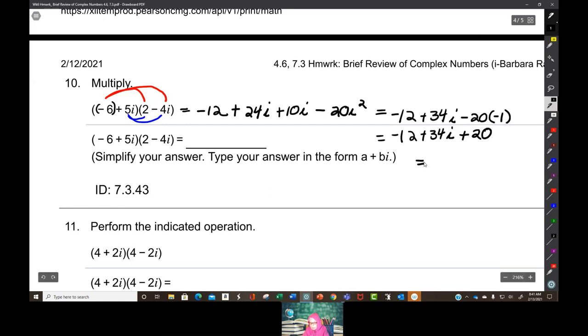Now, I'm just moving these together. You don't have to move these together, but I just feel like I should because this is new to some of you. Negative 12 plus 20 is positive 8. 8 plus 34i should be the answer. 8 plus 34i.